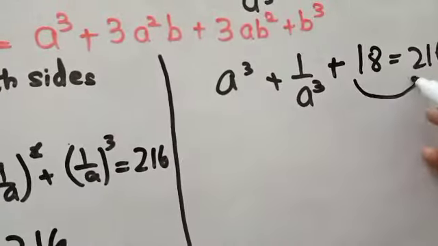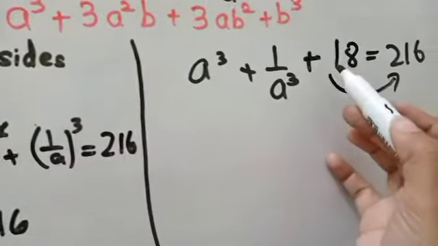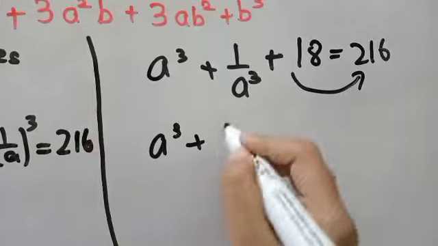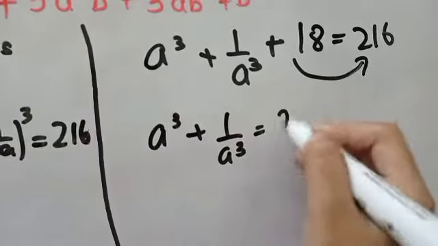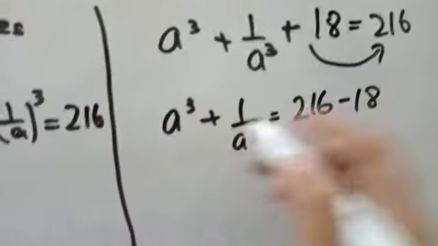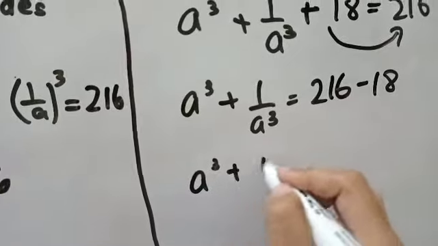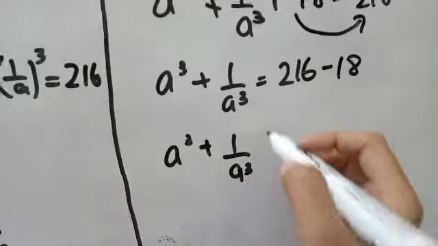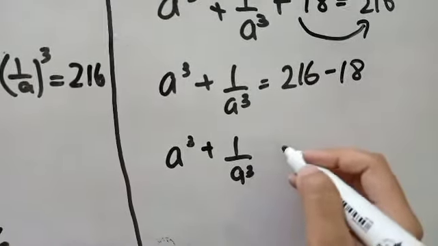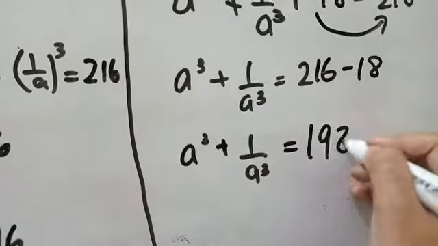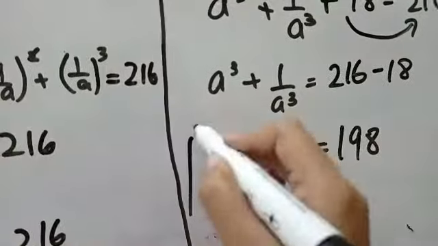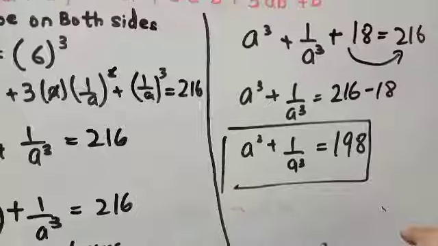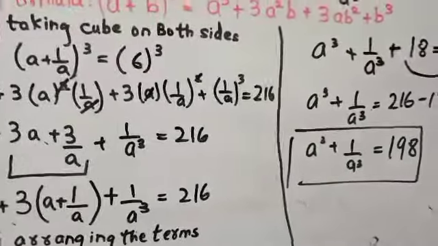Now I will shift this after equal to. Here it is given in plus, so after equal to, if I take it, it will become minus. So I will get a cube plus 1 upon a cube is equal to 198, and this is your answer, and that's what I had to find out, which I have solved. I hope this is clear, very simple and very easy.